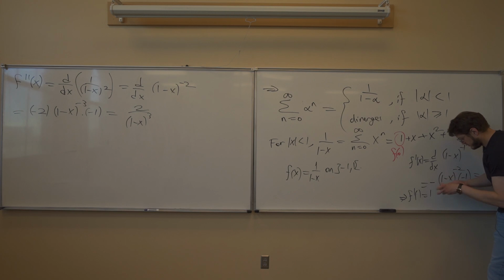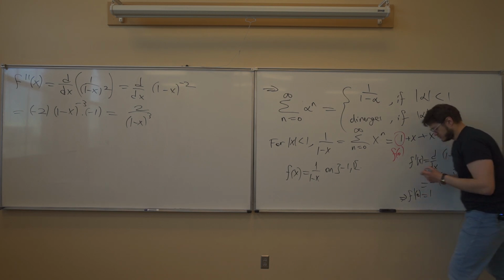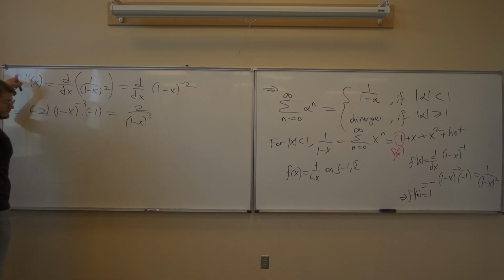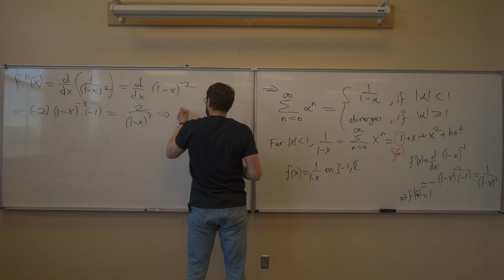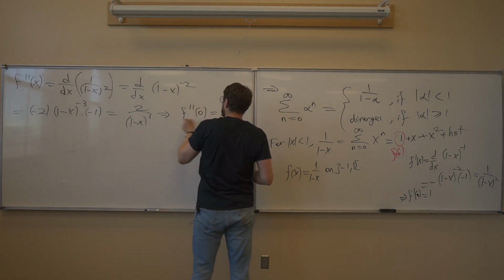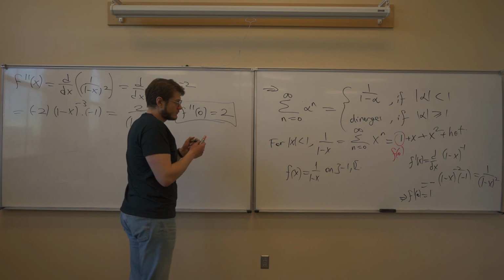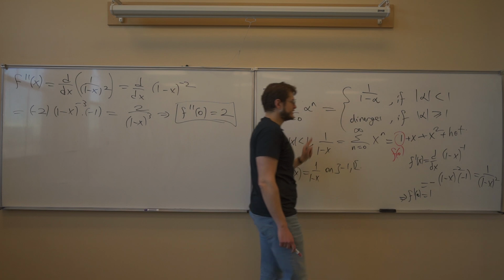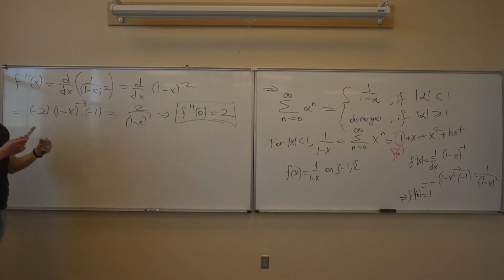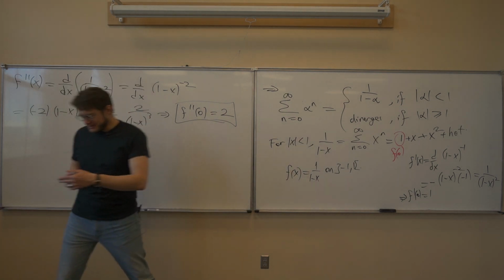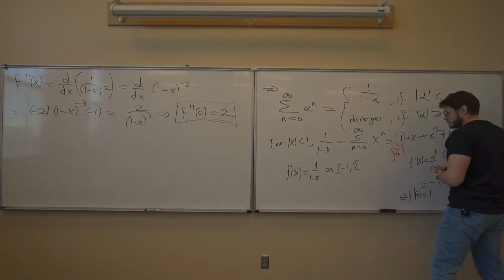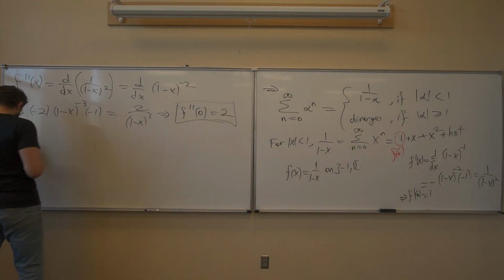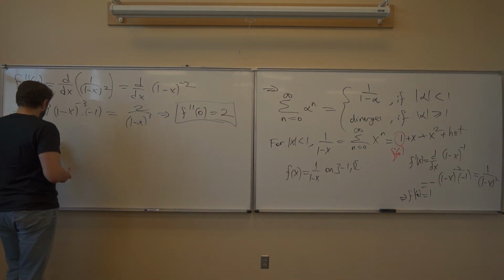F prime of 0. Okay. F double prime of 0 is 2. So somehow I don't quite get the coefficient of x squared, but I get twice the coefficient of x squared. Okay? So at times like this, it's good to sort of do some numerology and really say that, so let's write it here.